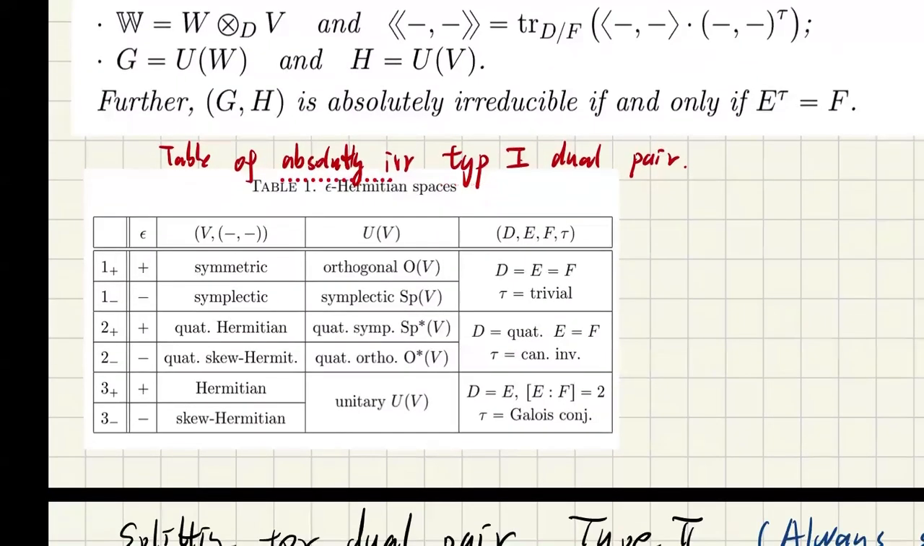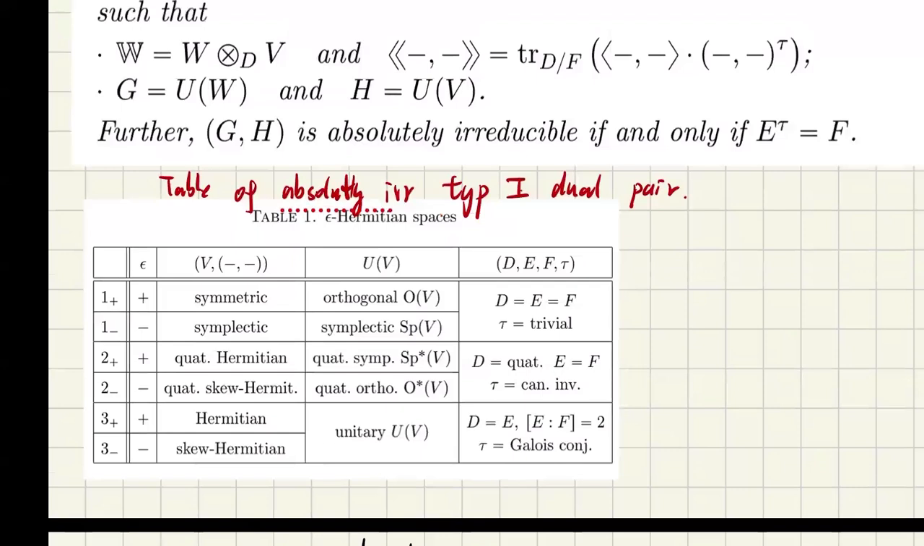So the first case is that D and E and F are the same, and the involution is, of course, the identity, the trivial involution. If epsilon is plus, then V is a quadratic space, so U(V) is just the orthogonal group.